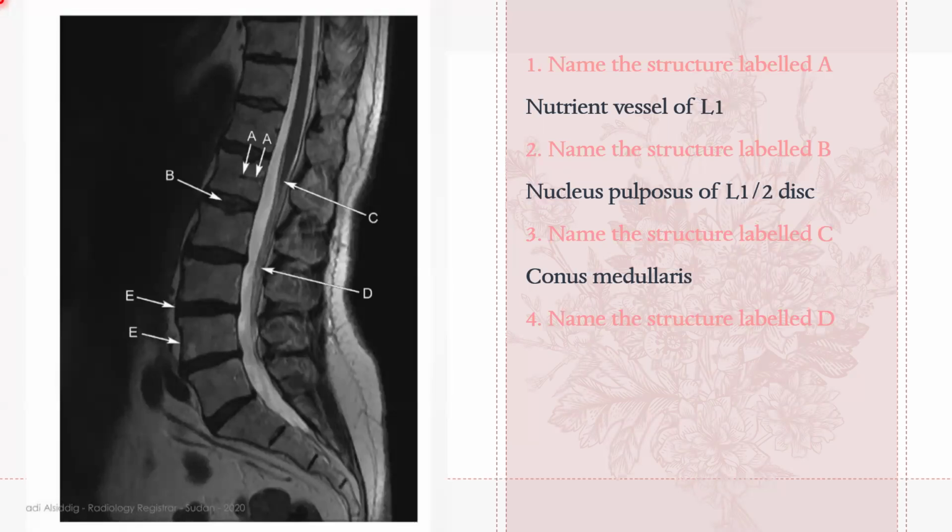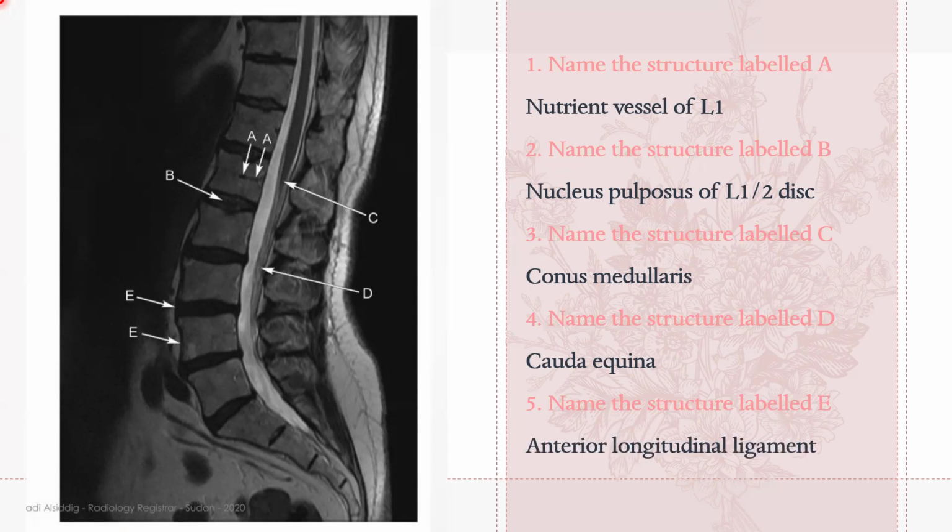Cauda equina. MRI sagittal T2. Excellent. Last one, E. Anterior longitudinal ligament. Excellent.